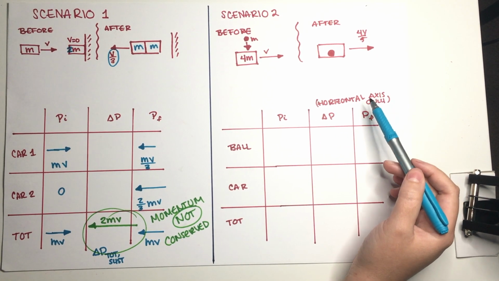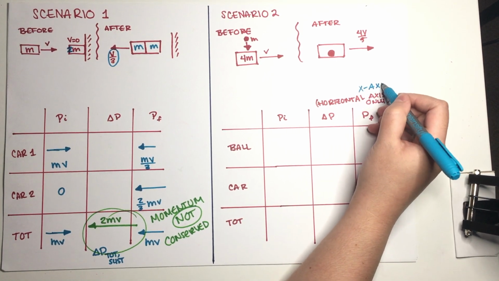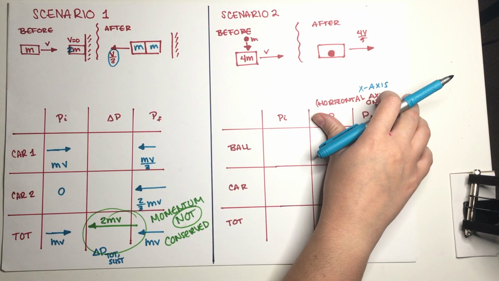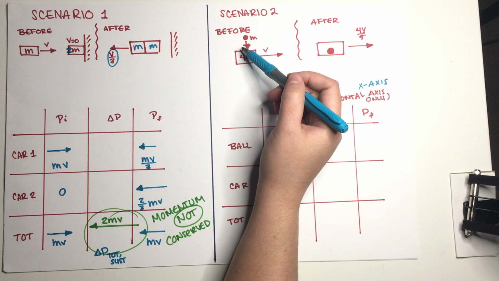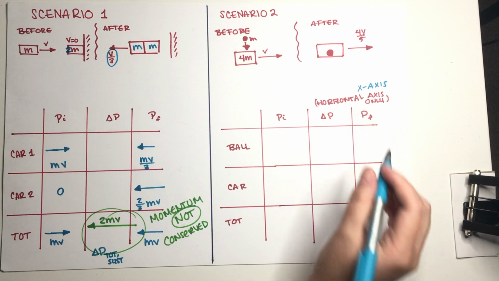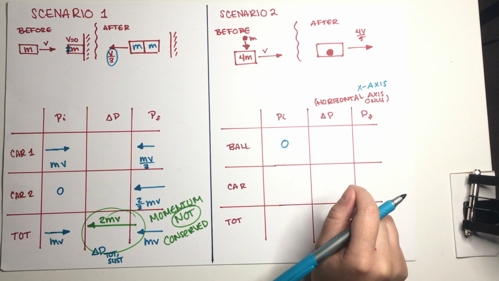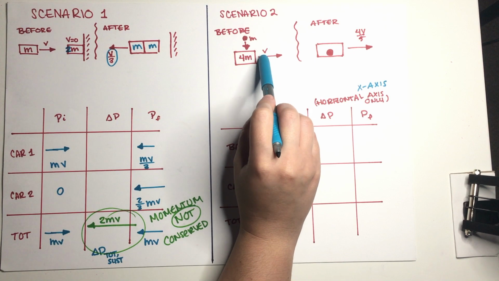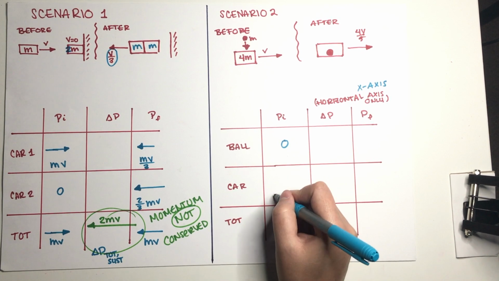For this momentum chart, I'm only going to look at the horizontal axis, which is just the x-axis, because the problem itself told me very specifically that they only cared about the x-axis. So even though this little guy, the ball, is moving on the y component, it doesn't really have any initial velocity on the x component, and for that reason, its initial momentum is going to be 0. Now moving on, the car does have some initial momentum on the x-axis because it has a mass and it has a velocity. So it does have an initial momentum of 4 mB.